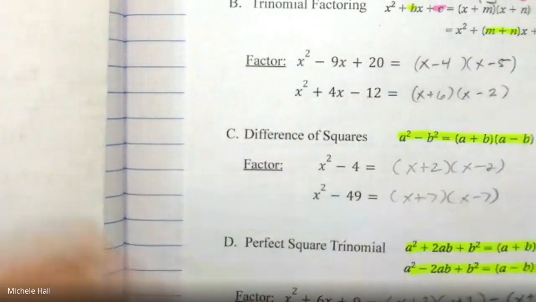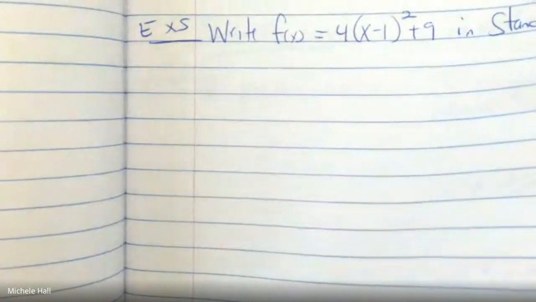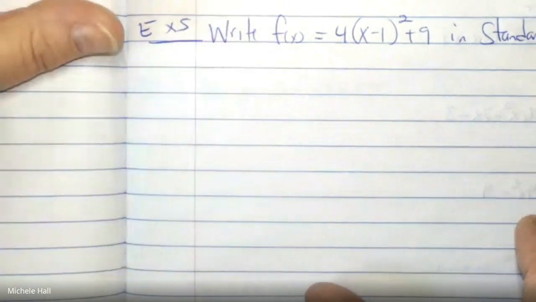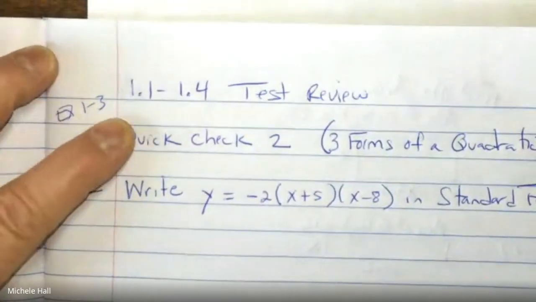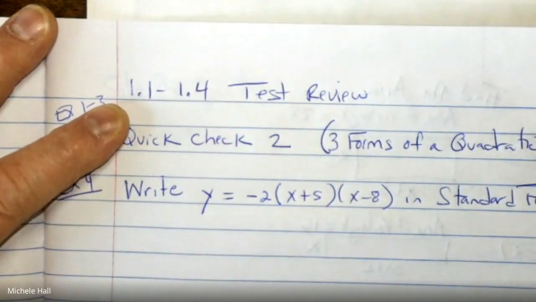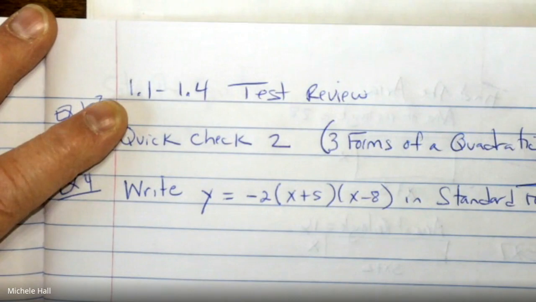Now we need to talk about factoring and solving. So you're going to go to the very last page you have in your notes, wherever that is, blank page, and you're going to put down 1.1 through 1.4 test review. You're going to take some notes from hand.